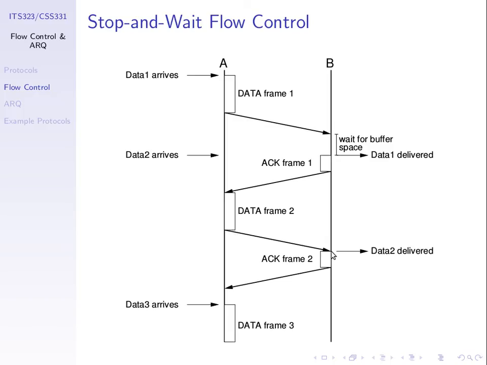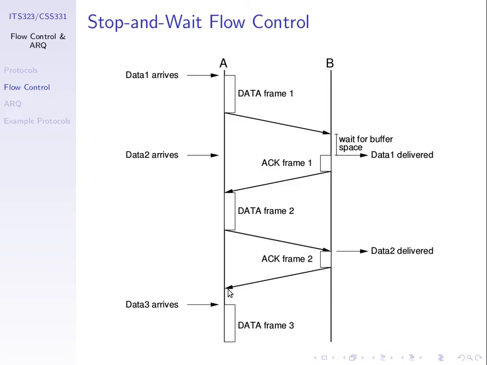It arrives. In this example, I've shown that maybe the processing, for whatever reason, is much faster in the second case. The processing depends upon the CPU and other factors, so it may vary. In the first case, it took some time to process data 1. In the second case, data 2 is processed almost immediately. Receive the data frame, process, deliver to the user, and then send back an ACK back to computer A. It transmitted data frame 2. It's waiting for an ACK. It's waiting. It receives the ACK.